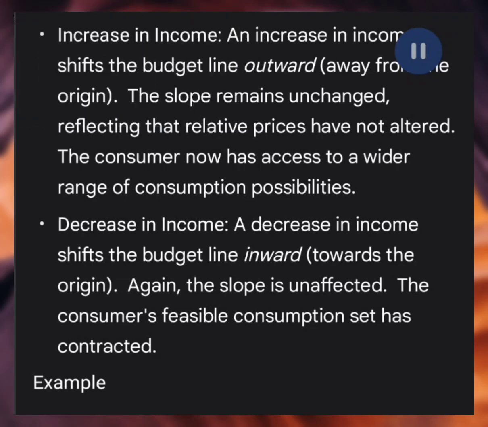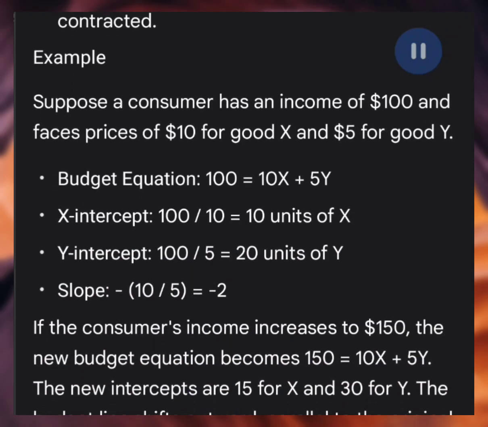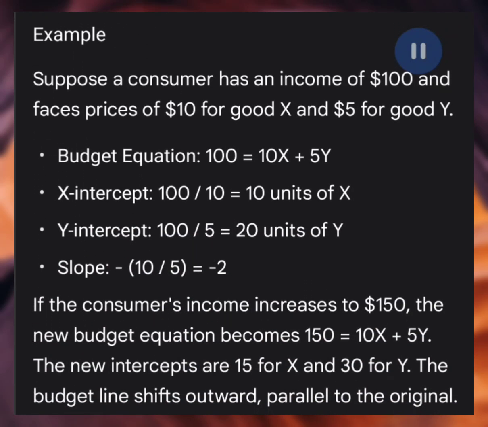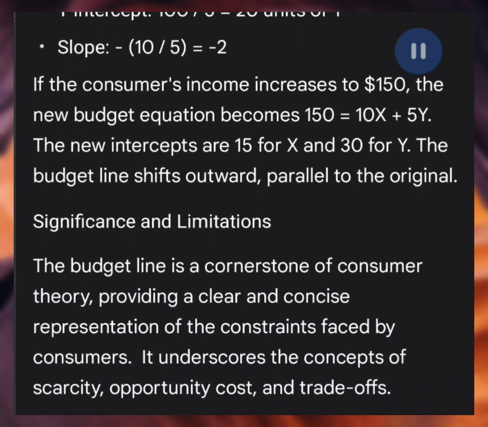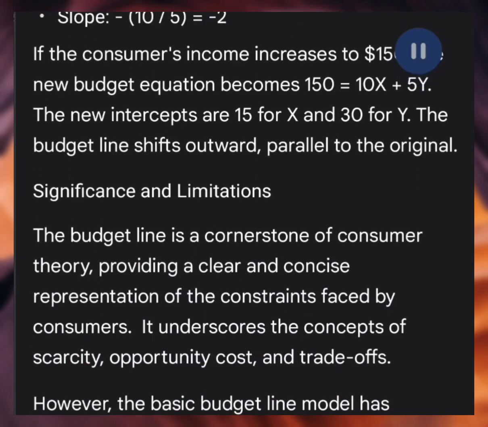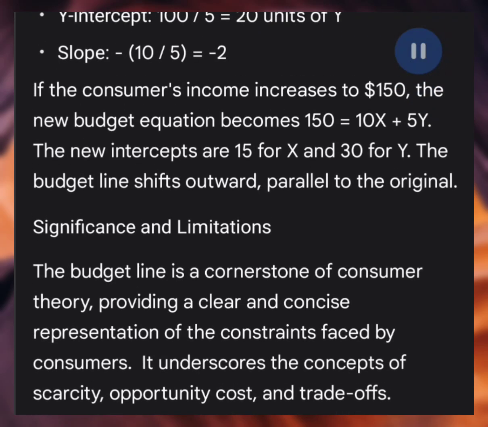Example: suppose a consumer has an income of $100 and faces prices of $10 for good X and $5 for good Y. Budget equation: 100 equals 10X plus 5Y. X-intercept: 100/10 equals 10 units of X. Y-intercept: 100/5 equals 20 units of Y. Slope: minus 10/5 equals -2. If the consumer's income increases to $150, the new budget equation becomes 150 equals 10X plus 5Y. The new intercepts are 15 for X and 30 for Y. The budget line shifts outward, parallel to the original.